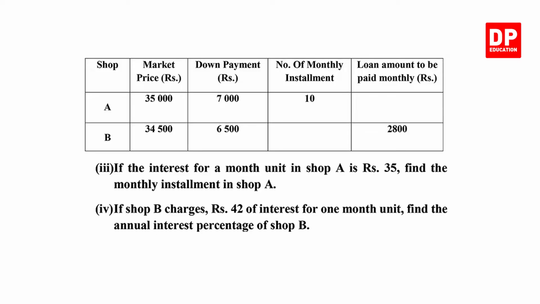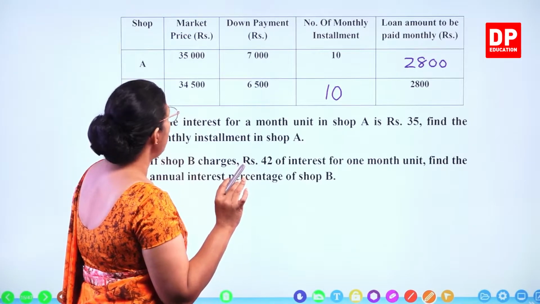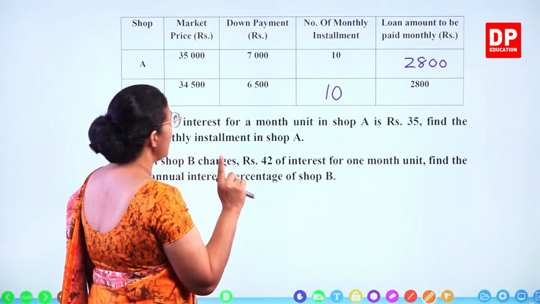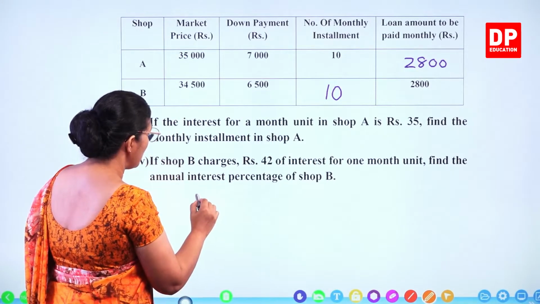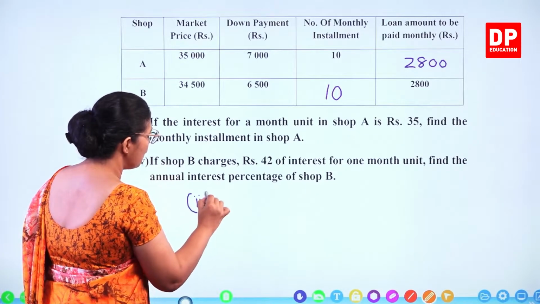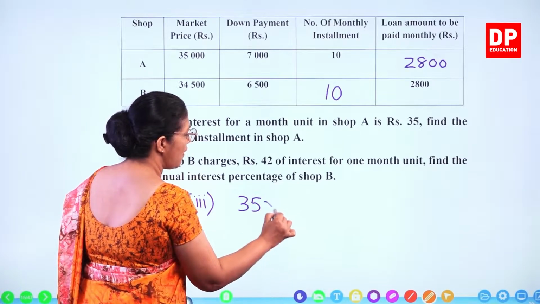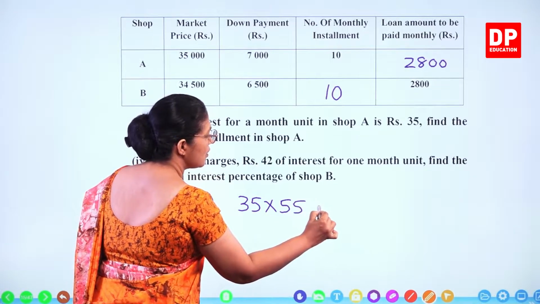If the interest for a month unit in shop A is 35 rupees, find the monthly installment in shop A. So earlier we found these are 2,800 here and 10. So we have to consider shop A. And for a month unit in shop A is 35. Find the monthly installment. So we found 55 months units are there. Each one is 35, means 35 times 55 is the total amount.